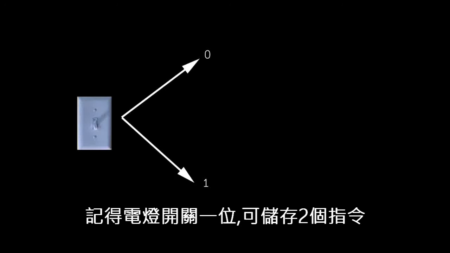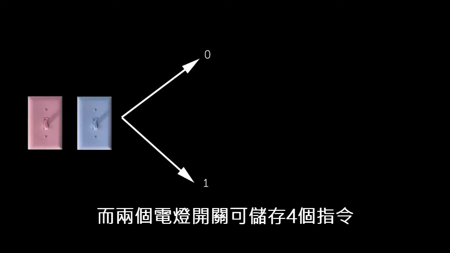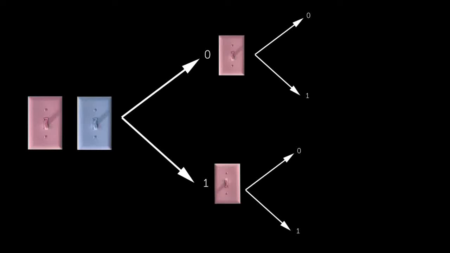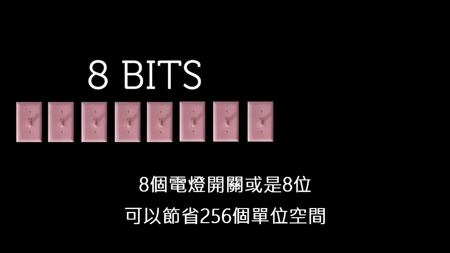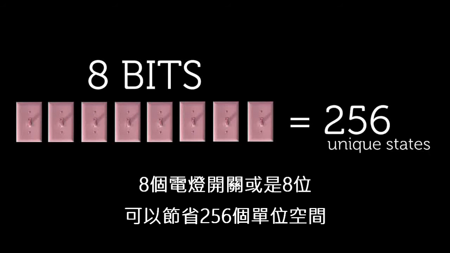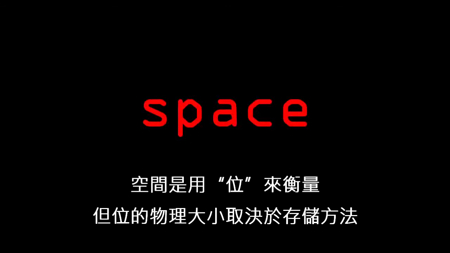But bits are powerful for storage because the amount of unique states grows exponentially as we add bits together. Remember, one light switch is 1 bit and it can store 2 states. But 2 light switches can store 4 unique states. And 8 light switches, or 8 bits, can store 256 unique states. And space is measured in bits. But the physical size of a bit depends on your method of storage.